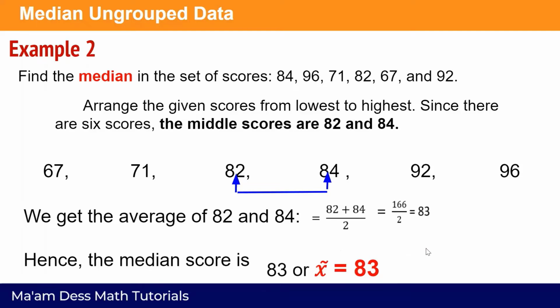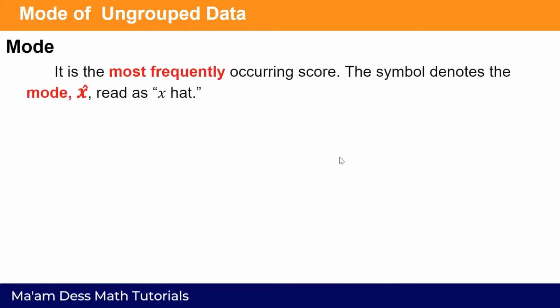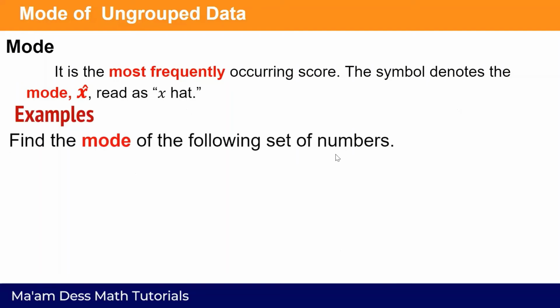Next, let's proceed to the mode. Mode is the most frequently occurring score. The symbol that denotes the mode is read as X hat. So look for the symbol, it is read as X hat. Next, examples. Find the mode of the following set of numbers. So again, tandaan po natin, most frequently occurring score. So yung may mas maraming score na nag-appear, yun po yung mode.